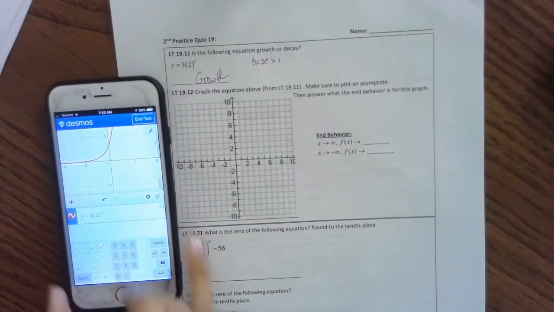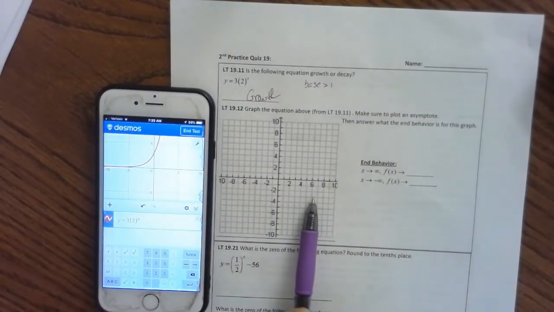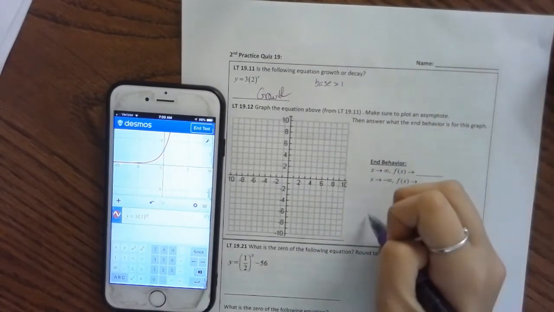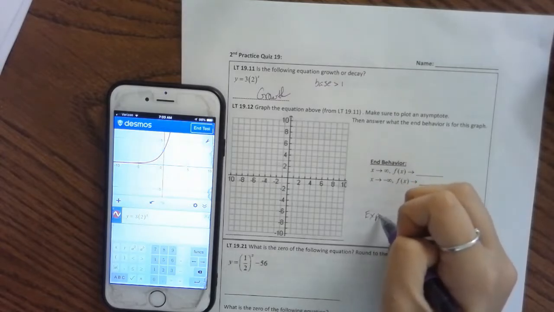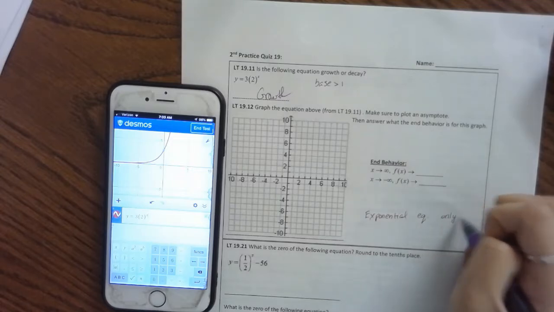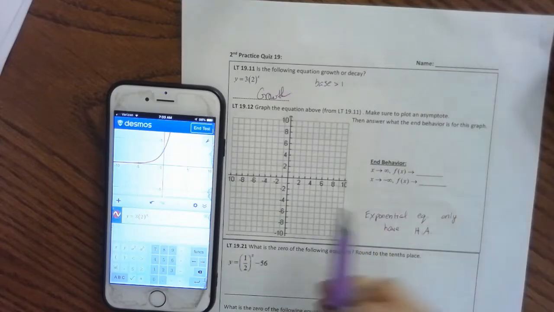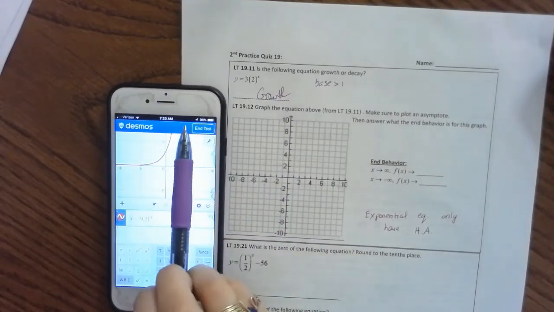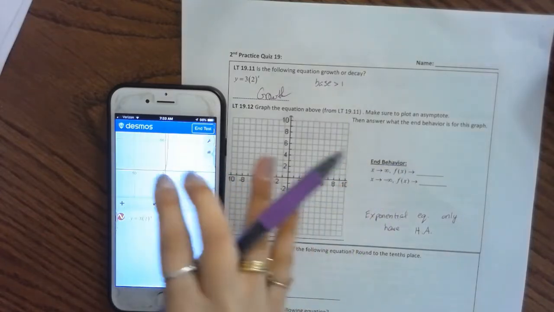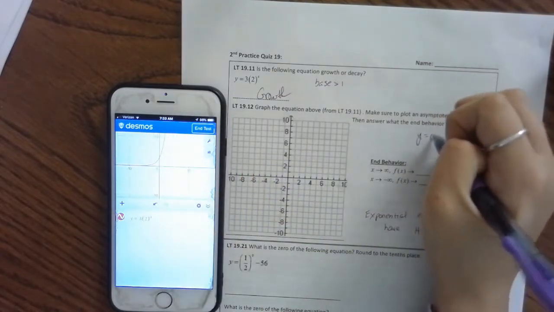Next up, it says graph the equation we just drew above and make sure to plot the asymptote. Remember, exponential equations only have horizontal asymptotes. If I look at my picture that I just drew and I zoom out for good measure, I never go negative and I can't have 0. So the horizontal asymptote has to be y equals 0.